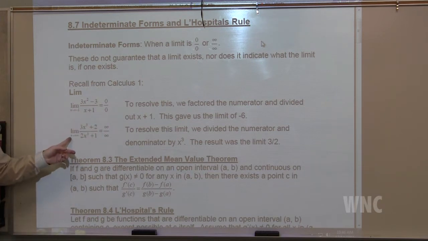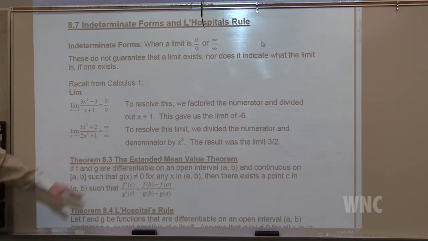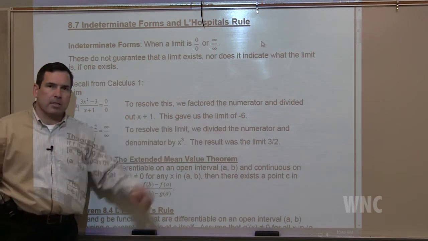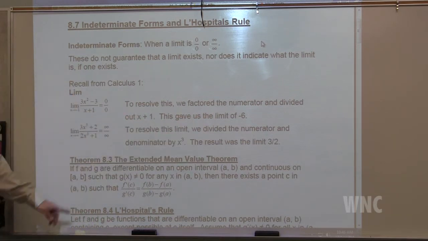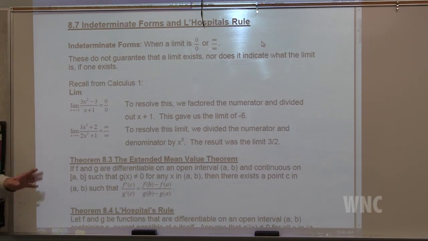And if you do the limit as x goes to infinity of 3x cubed plus 2 over 2x cubed plus 1, you get infinity over infinity. So in the first case, if we factor out an x plus 1, we would see that the limit's -6. In the second case, if we divide by x cubed on the numerator and denominator, we get 3/2. We're going to learn a tool to find this limit using a little shorter process.